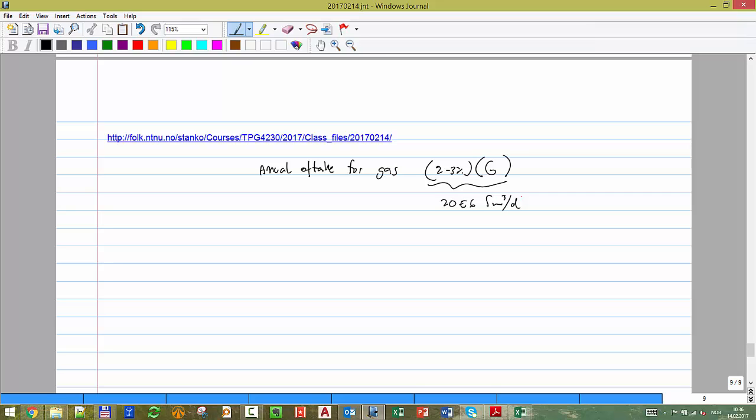I have to offtake, the annual offtake for a gas field. How much is it? If you remember that number, it was something like 3% per year. You remember that? Long time ago. Yeah, between 2 and 3%. Okay, so annual offtake for gas is between 2 and 3% of the initial gas in place, okay, of G. And if you do that calculation, you will obtain roughly 20 million. We're not going to spend time, but you will obtain roughly a number close to 20.